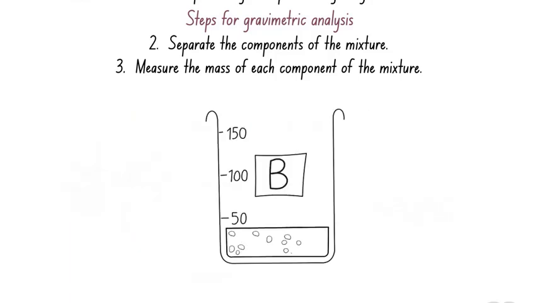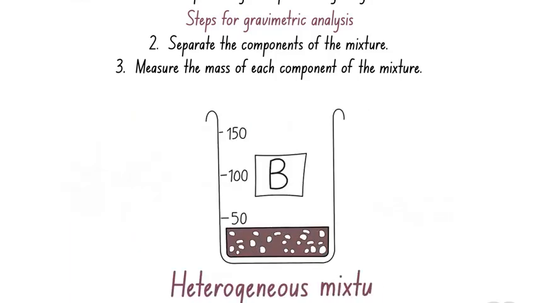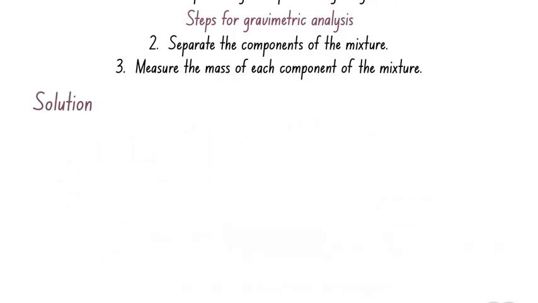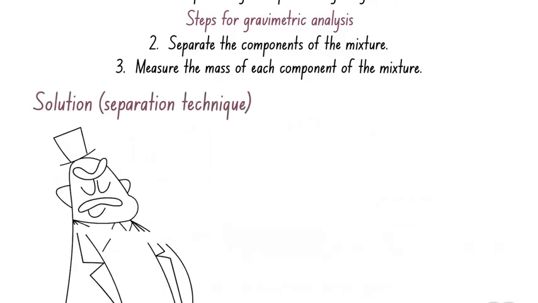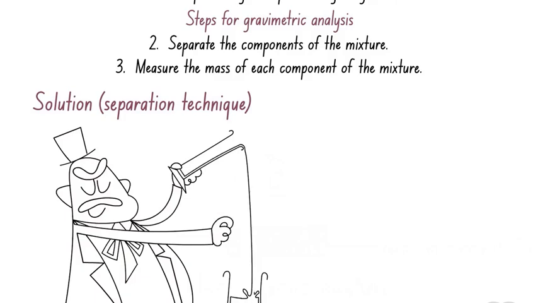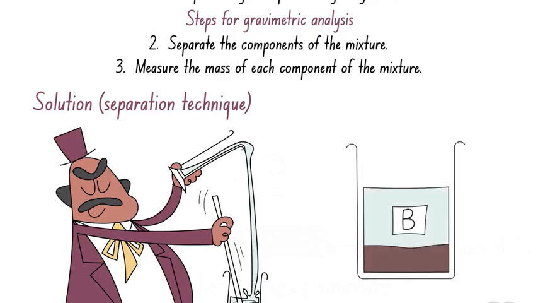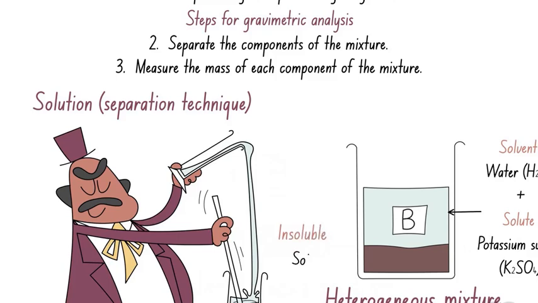Returning to the second beaker, it contains a heterogeneous mixture of two solids, soil and potassium sulfate. Since potassium sulfate is soluble in water and soil is not, they can be separated by forming a solution. So, Senor Ortega adds 100 millilitres of distilled water to the mixture and stirs with a glass rod to dissolve the potassium sulfate. This forms a heterogeneous mixture of potassium sulfate solution and insoluble soil.